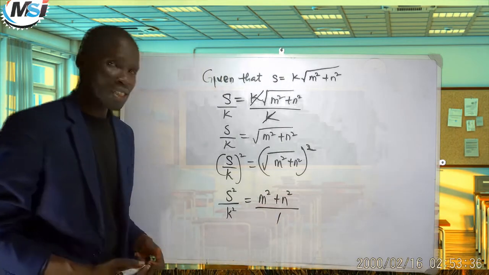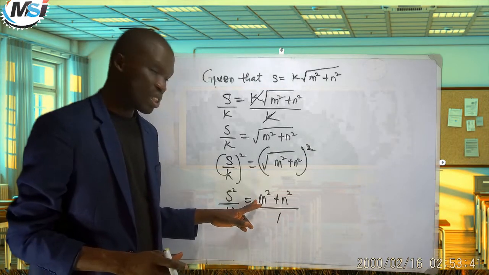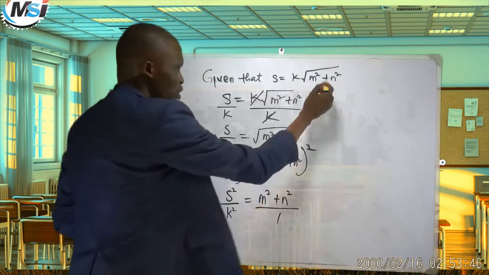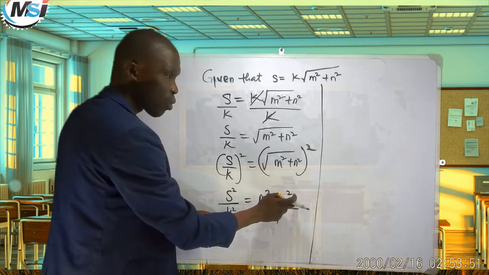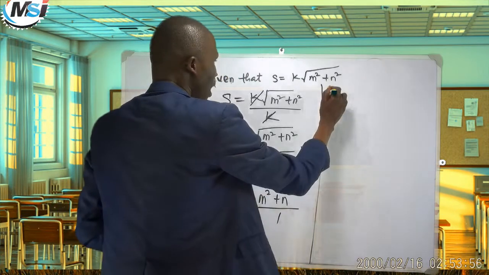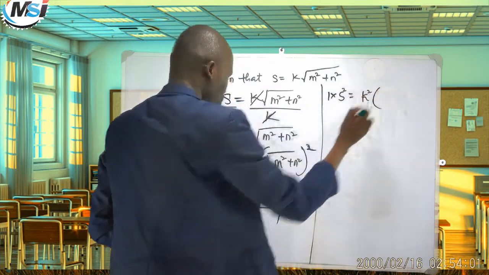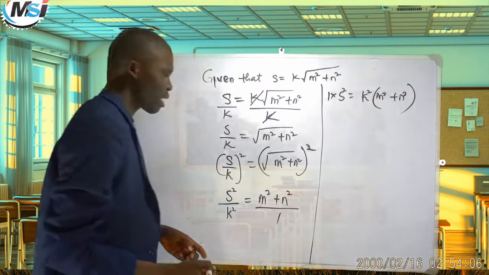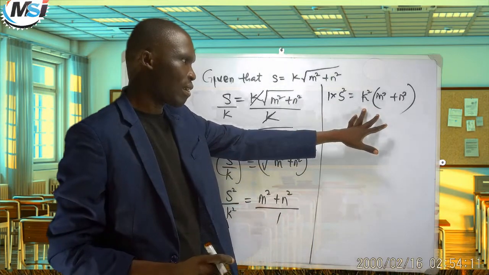Divided by 1 to make it a fraction. Remember where we are going. We are going to m, which is the subject of the formula. Now you cross multiply. When you cross multiply, this k squared will go and multiply what you have here, and this one will multiply what you have here. So 1 multiplied by x squared equals k squared bracket m squared plus n squared, close the bracket. Now you need to think very well here.